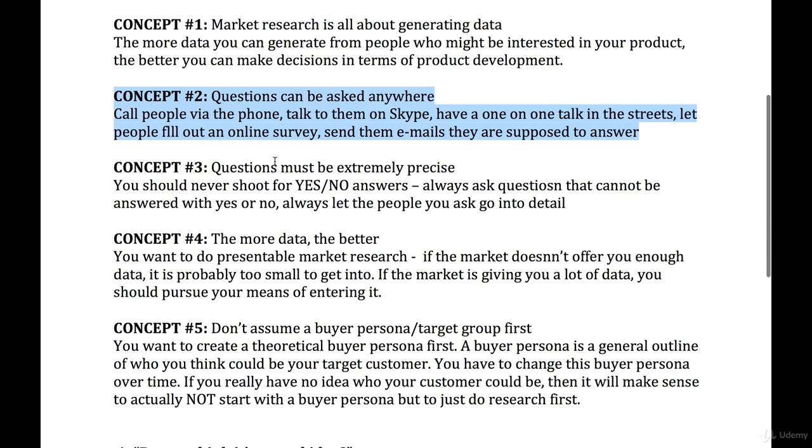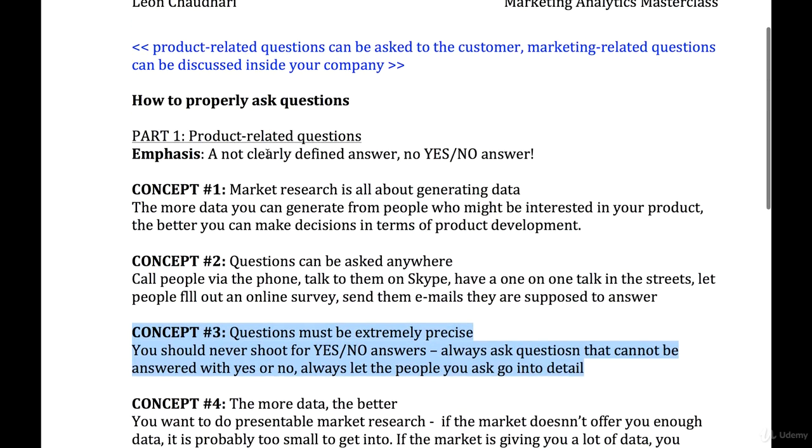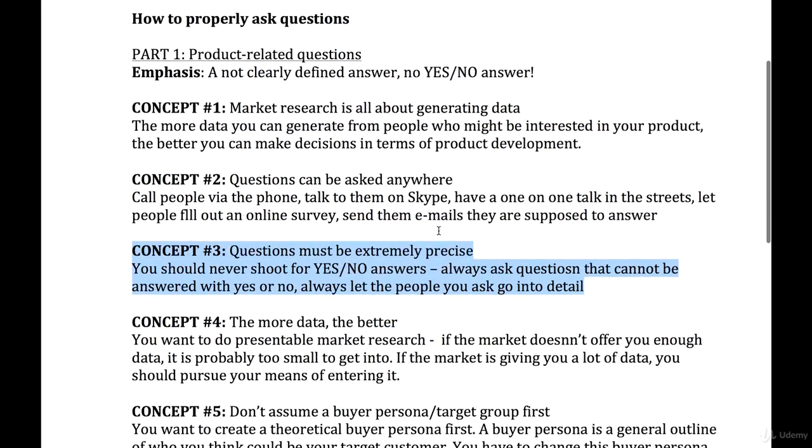Then concept number three: questions must be extremely precise. You should never shoot for yes/no answers. Always ask questions that cannot be answered with yes or no. Always let the people you ask go into detail. This is exactly the concept that I already talked with you about up here. The emphasis is on a not clearly defined answer, no yes/no answer. Why is this so important? The point behind these kinds of questions is that you get as much data as possible. Your job is then to interpret this data.